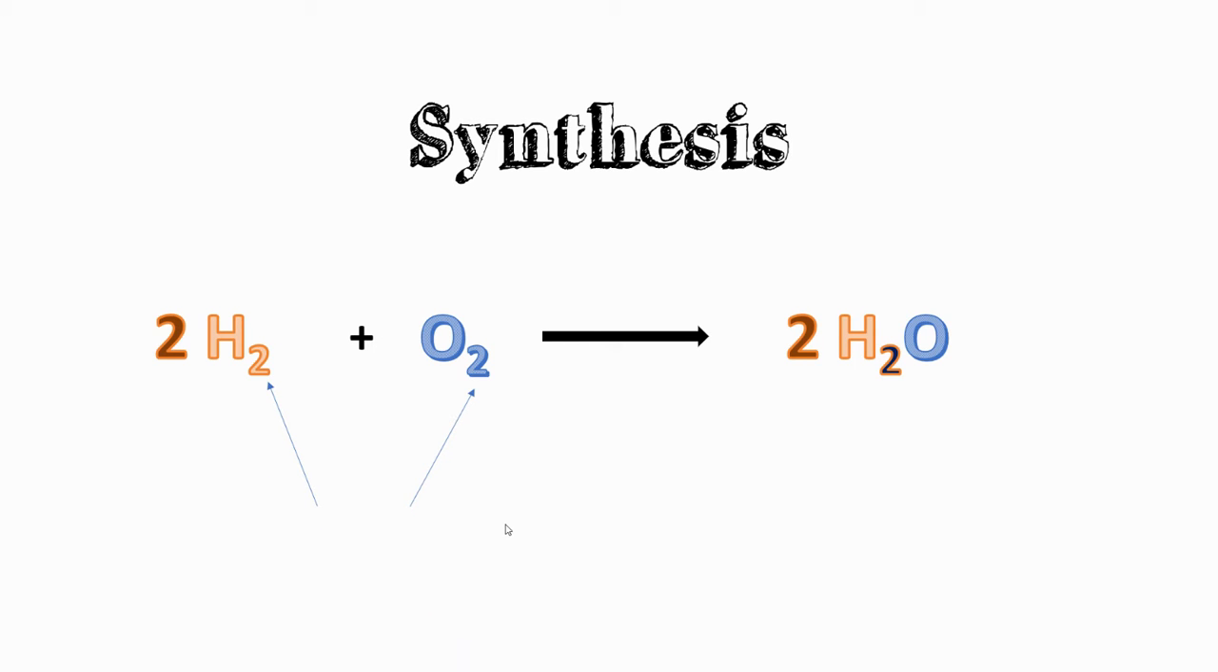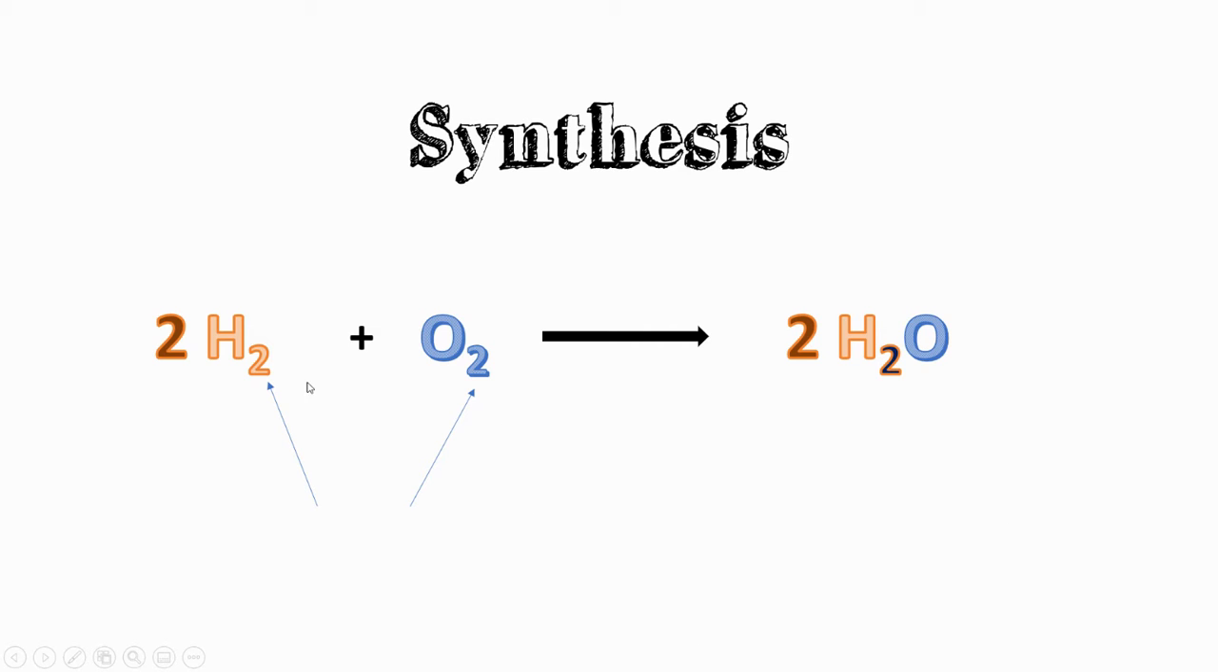In a synthesis reaction, we have something that looks like this. Here we have hydrogen plus oxygen gives water. This is an element and this is an element, and they combine together to form water. This is also known as a combination reaction.